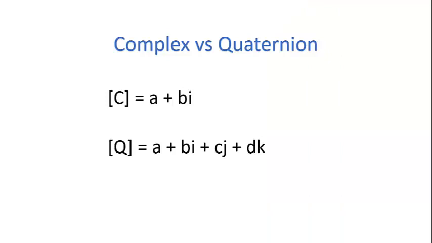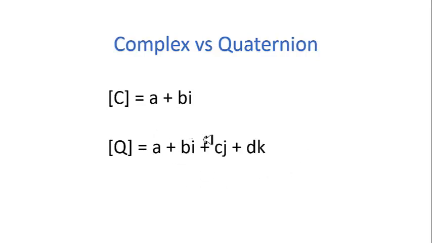So right off the top, the main difference between a complex number and a quaternion is that the complex number has two terms, a real term and an imaginary term, and quaternions have four terms, a real term and three imaginary terms. The three imaginary terms are identified by i, j, and k. So that is the main difference between complex numbers and quaternions.